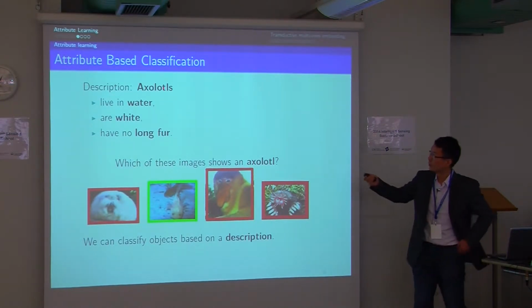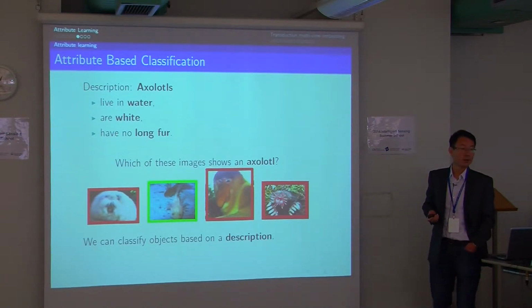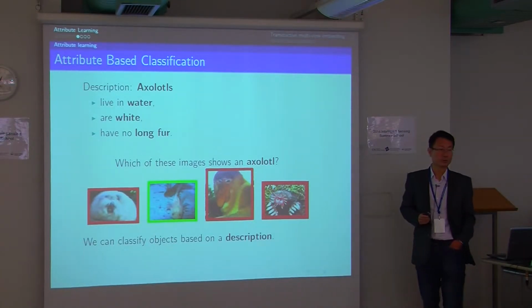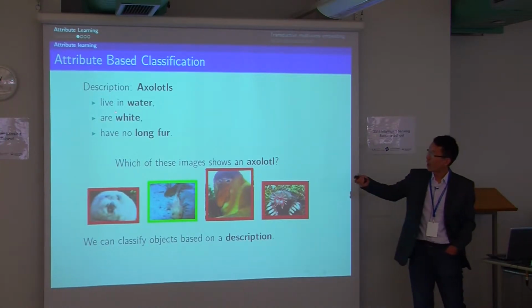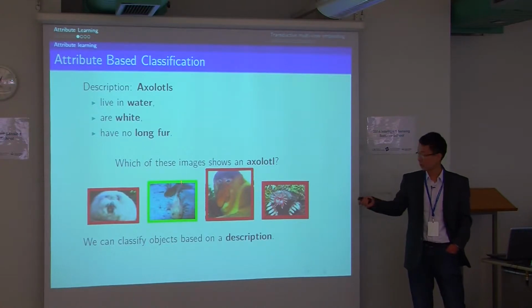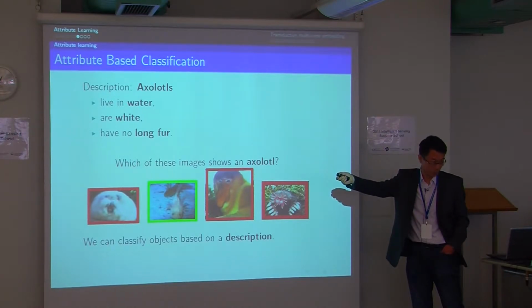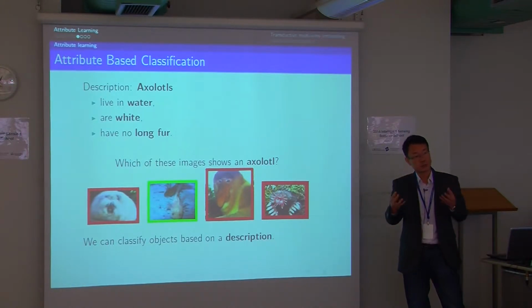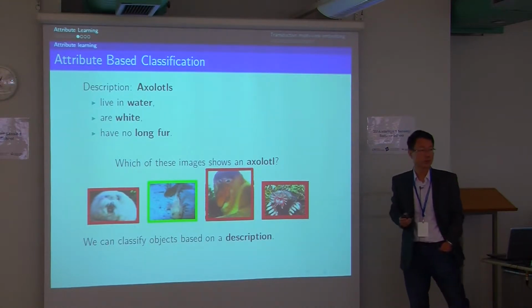If I tell you this particular animal lives in water, is white, and has no fur, that's enough knowledge for you to recognize it, right? Live in water, this guy and this guy live in water, right? We immediately eliminate these two, right? Are white, this guy and this guy are white, these two are not. So we eliminate this guy. So these descriptions, we call them attributes, are basically some characteristics of this class, and are already sufficient for us to recognize this particular type of animal as this image.